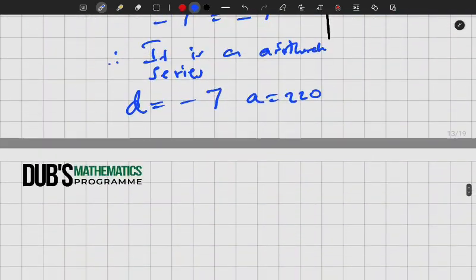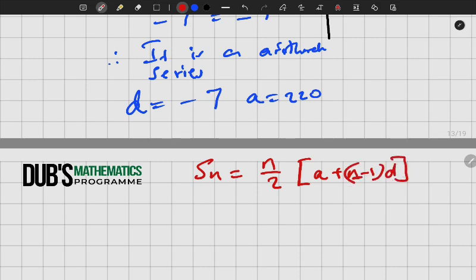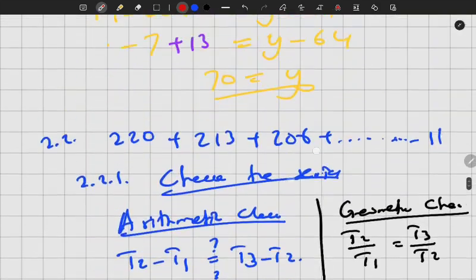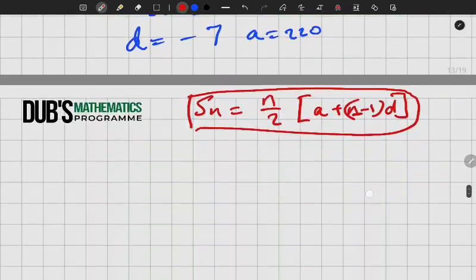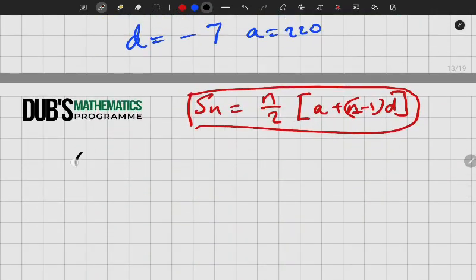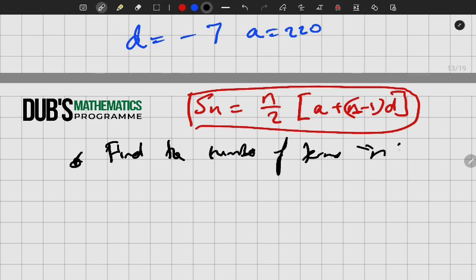So we want the sum of this series. We need to look at our Sn formula, which says Sn is equal to n over 2 times 2a plus n minus 1 times d. So we need to find n. What is n? n is the number of terms. We don't know how many terms are here. Don't say these are 4 terms, because it's T1, T2, T3, and they are missing terms here. So we must first find n for this last term.